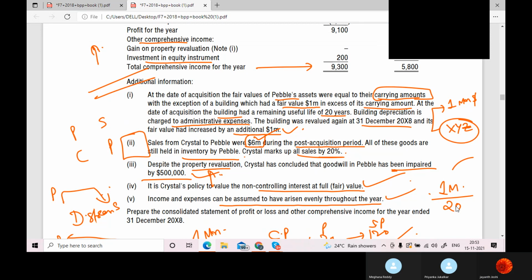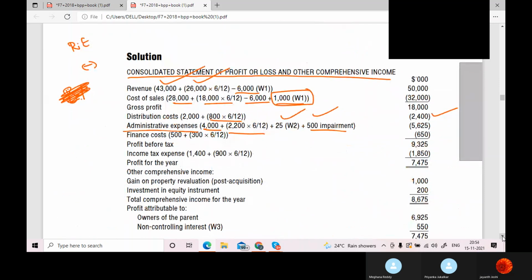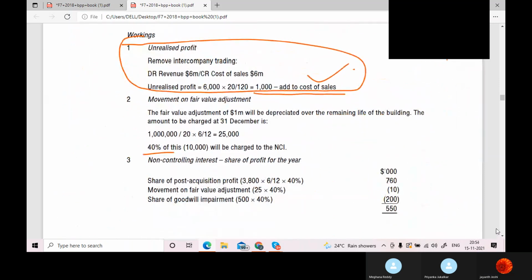Come on. Not 5 lakhs, I think 50,000. It's 50,000, no? Yes, sir. Yes, it's 50,000. So the fair value, so fair value adjustment of $1 million will be depreciated over the remaining life. This is a fair value adjustment, because they did not give you the asset value, correct, to find out depreciation. They just gave you the increment in the value. So it's a fair value.